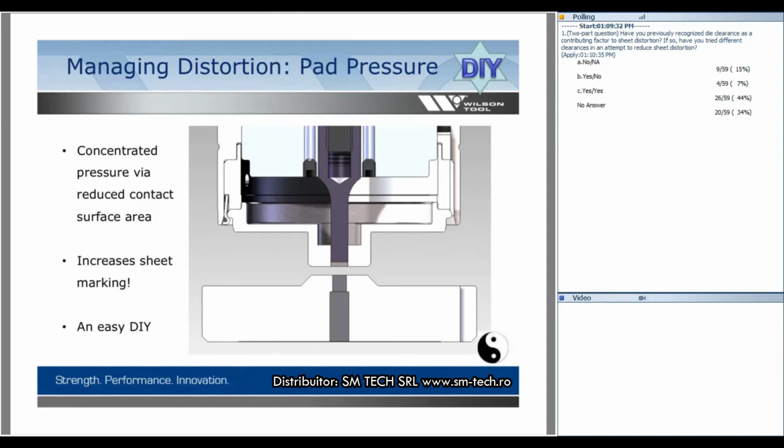So I put on here, it's a DIY. If you're experiencing sheet distortion with a piercing tool and you have the ability to grind some material off the stripper plate, similar to what you're seeing in front of you, and possibly even the die, you can concentrate the force and that will help you decrease sheet distortion.